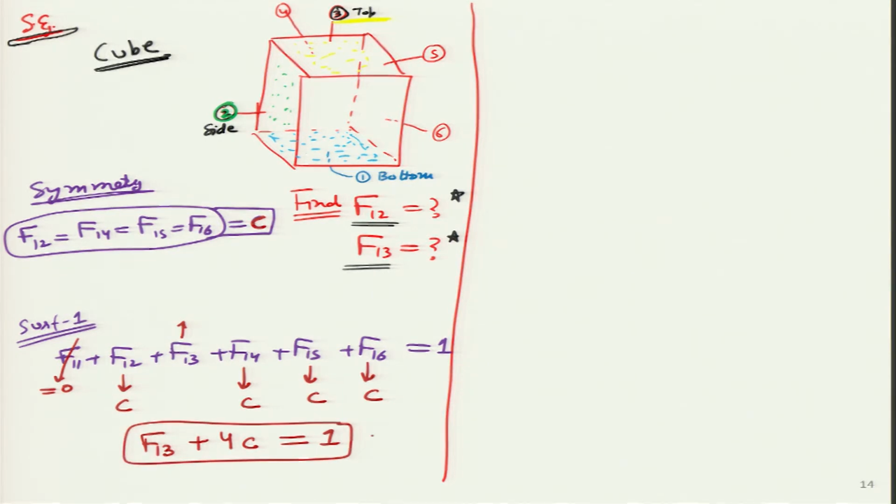Now, there are two unknowns over here. C is also not known to me, F13 is not known to me. So, I want to ask students, how will we solve this particular problem? Because we have only one equation and two unknowns. So, how will I solve it? Here I will take help of either the figures or tables.